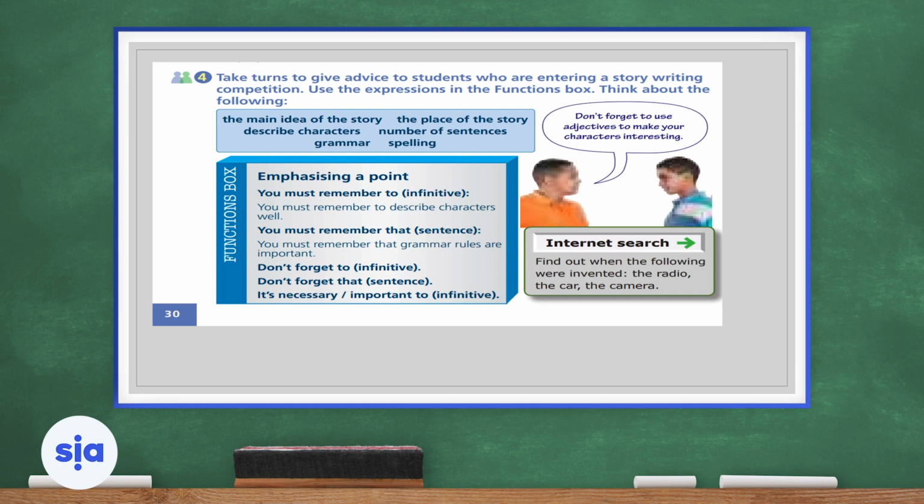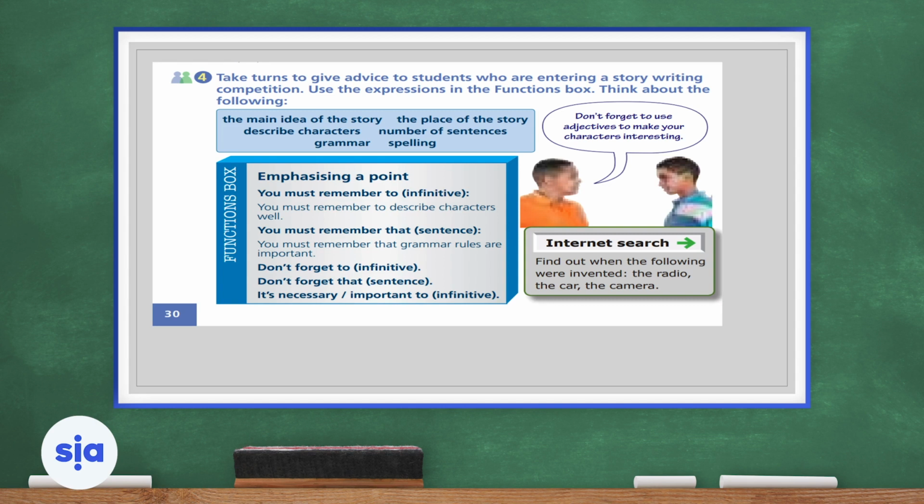Now we're going to take turns to give advice to students who are entering a story writing competition. We will use the expressions in the functions box and think about the following: the main idea of the story, the place of the story, describing characters, the number of sentences, the grammar, and the spelling. Do not forget to use the adjectives to make your characters interesting. So I just want to remind you that imagine that you will enter a story writing competition.